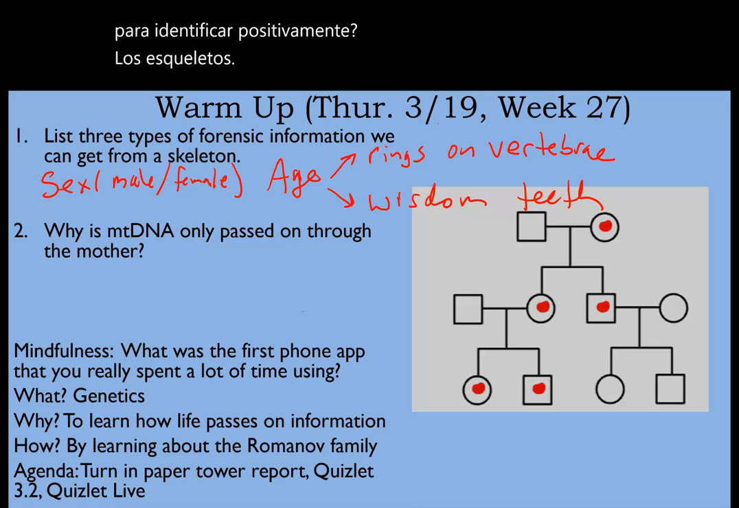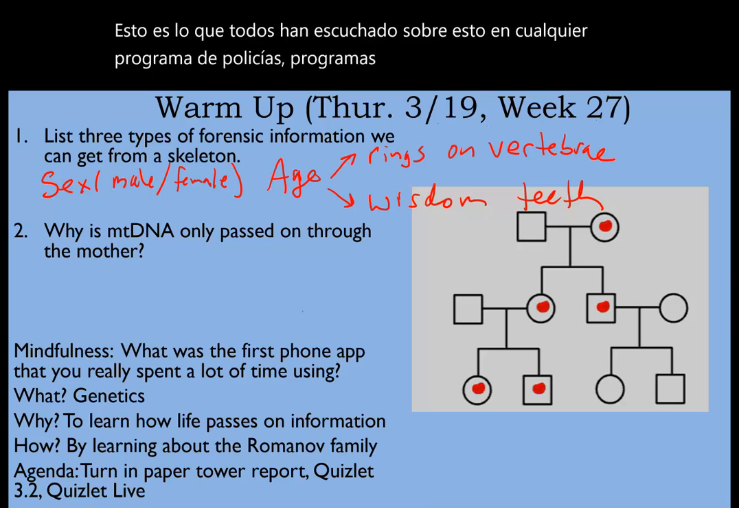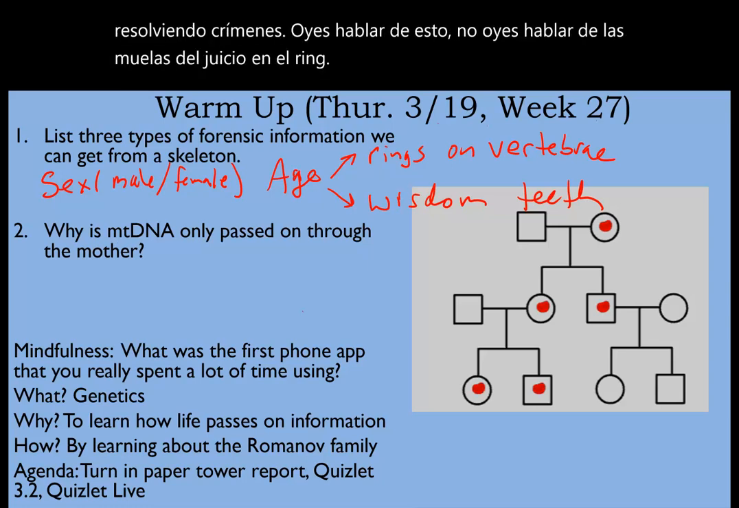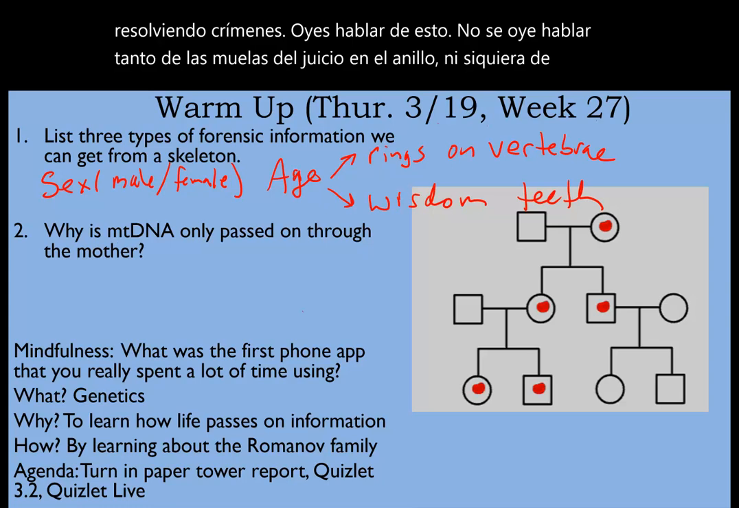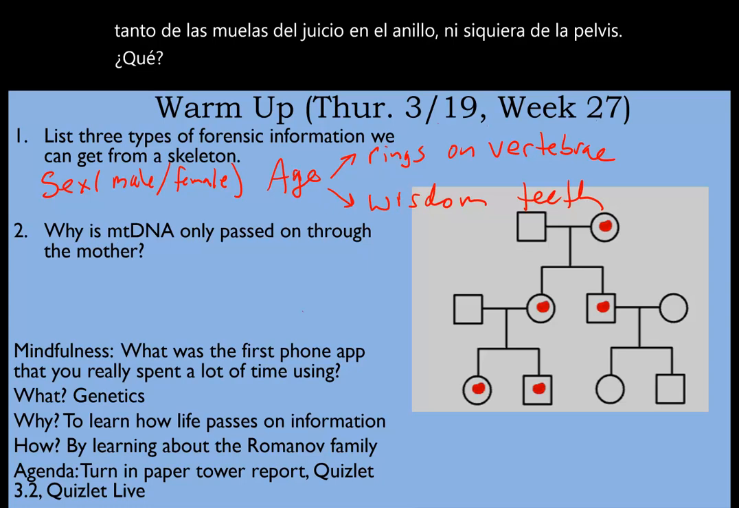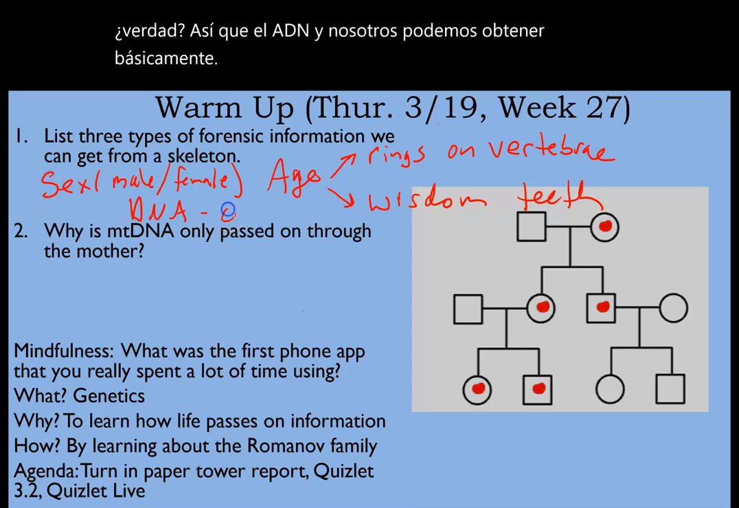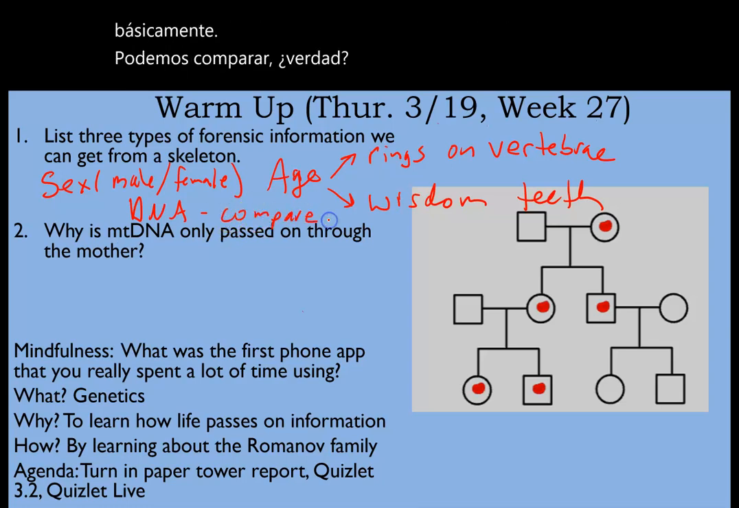And this is what you've all heard about on any crime show, cop show, where they're solving crimes. You hear about this. You don't hear about wisdom teeth and the ring so much, or even the pelvis thing. What? Skull. No. Jason. DNA. We can get DNA from the bones, right? So DNA. And basically we can compare it with samples we have and identify that person. If you have suspects, we can identify them.